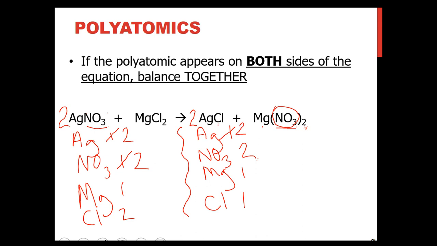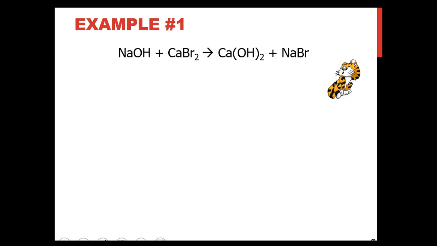It's also changed how many Cl I have. So now I have 2 Cl. So let's go back and forth. So I've got 2 and 2, 2 and 2, 1 and 1, and 2 and 2. Okay? Balanced. So in Canvas, you would put a 2 for this guy. You would put a 1 for this guy. You would put a 2 and a 1. Okay. Let's try one more.